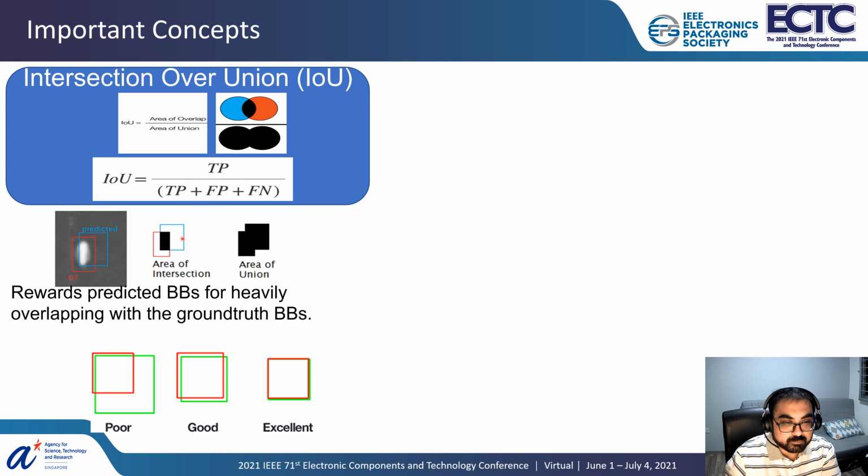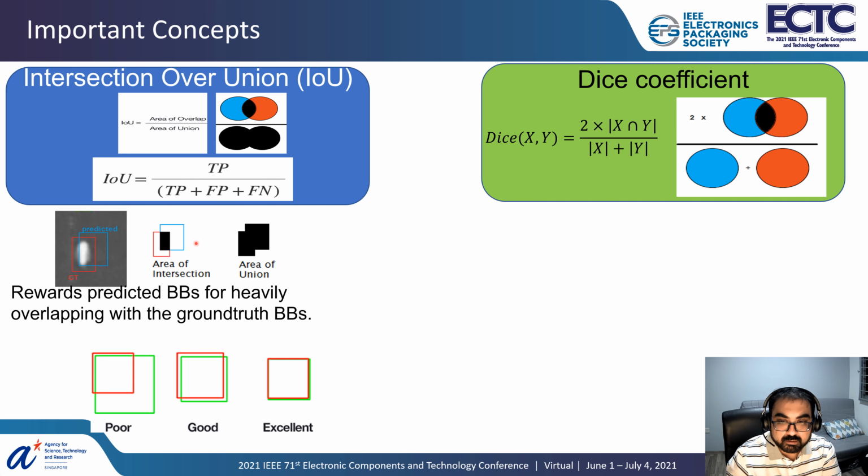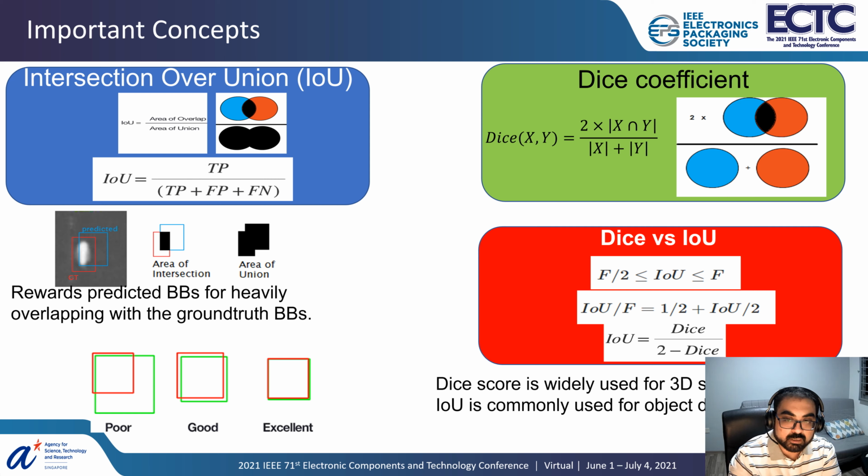This type of metric is usually used as a loss function as well as a metric for bounding boxes or for object detection. On the other hand, dice score or dice coefficient essentially is 2 times the intersection divided by the sum of the two predictions. And this is usually used for segmentation networks.